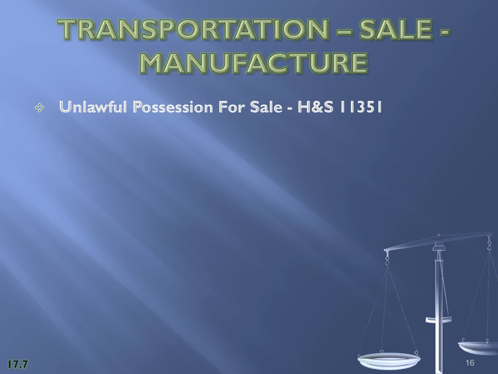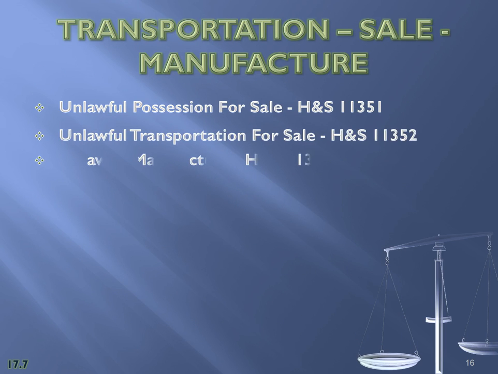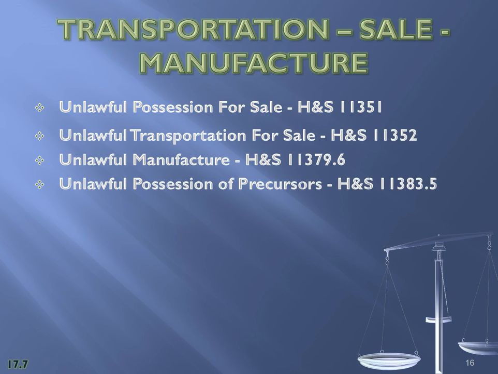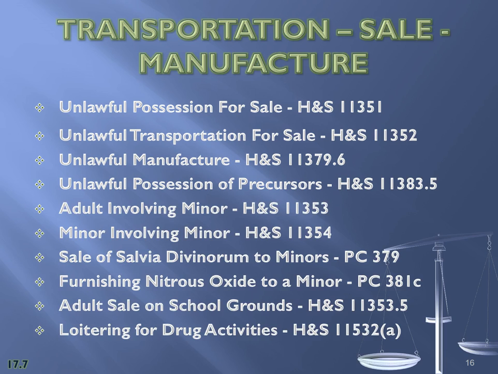All right, so now let's kind of move on a little bit and get off of that horse and on something different. A lot of different sections, as I said before, and we're not going to go through every one of these sections. I'm going to let you kind of read through some of those. These sections all talk about transportation for sale or manufacture of certain drugs. So unlawful possession for sale of certain drugs, Health and Safety Code 11351. And some of these have elements.